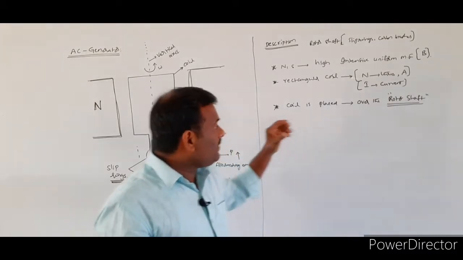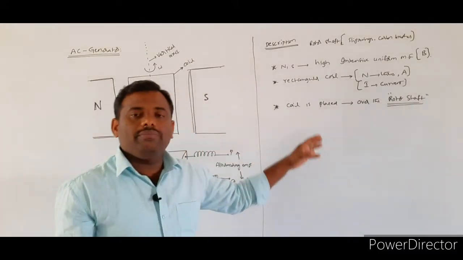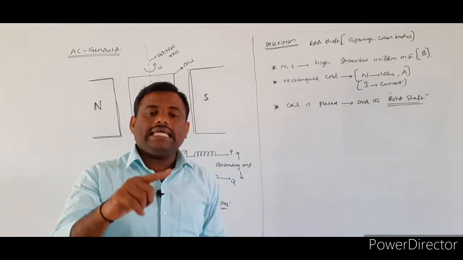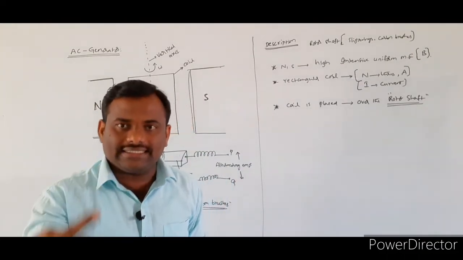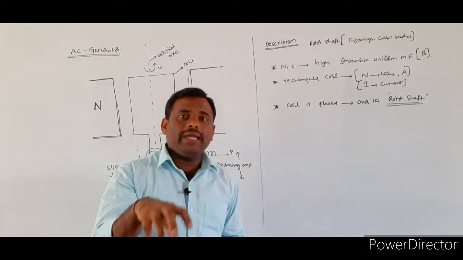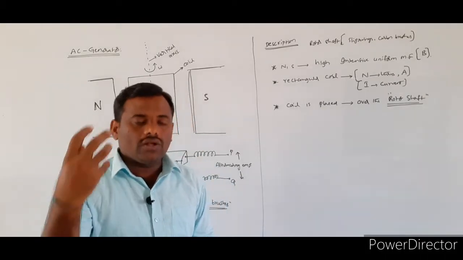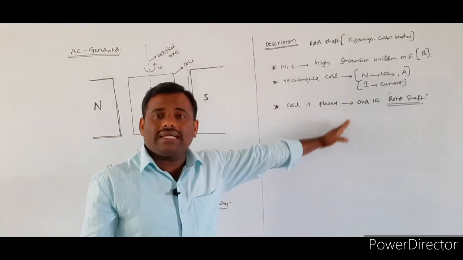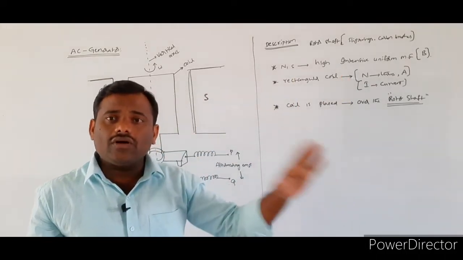Whenever this circular current carrying coil is placed over the rotor shaft, it is easy to rotate over that axis. Like that, we made one arrangement over that rotor shaft. We are placing a rectangular current carrying coil.